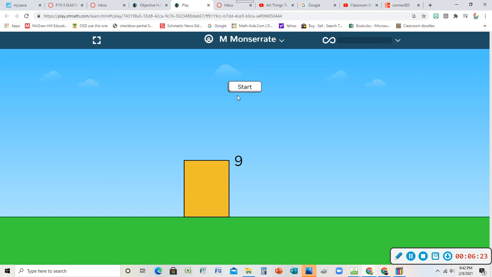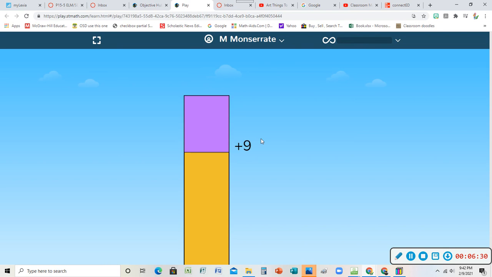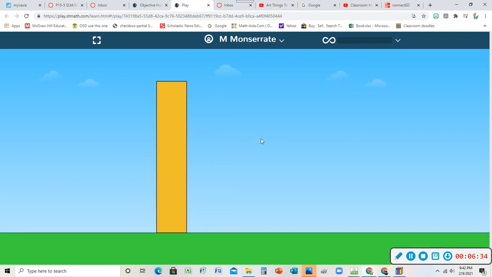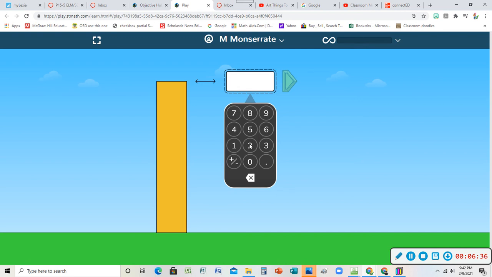There's a 9 and a box and a start. I'll hit start. Oh, 9 plus 9 plus 9. So I know 9 plus 9 plus 9. I could do it in my head, right? 9 and add a 9 is 18. Plus 9 more is going to be 27.